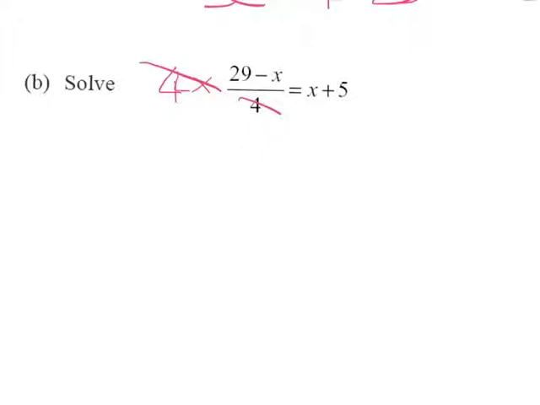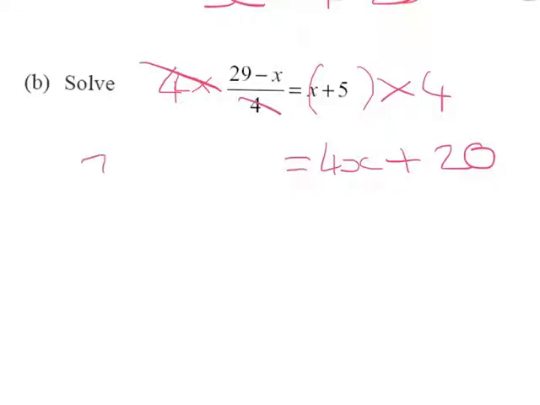Remember, of course, if we are going to divide or multiply by 4 on one side, we must multiply the other side by 4. Solving equations is always about doing the same thing to both sides. But if we multiply the right hand side by 4, we need to multiply all the right hand side by 4. So x plus 5 in brackets. If we do x times by 4, we get 4x. If we do 5 times by 4, we get 20, positive 20 of course. That equals 29 take away x, which is just what was on the top of the fraction before, the numerator of the fraction. Okay, now we have something a bit more familiar.